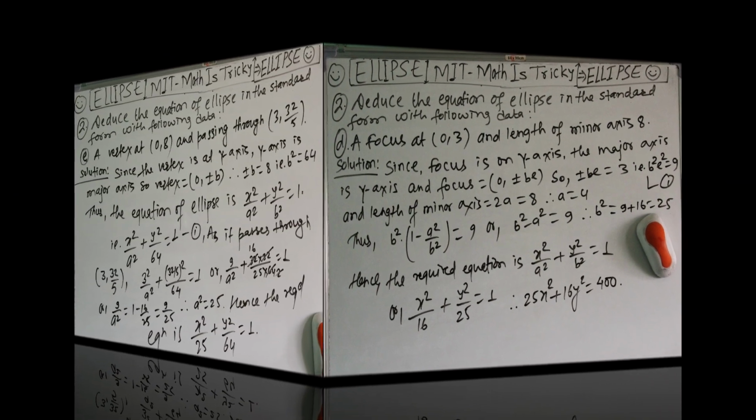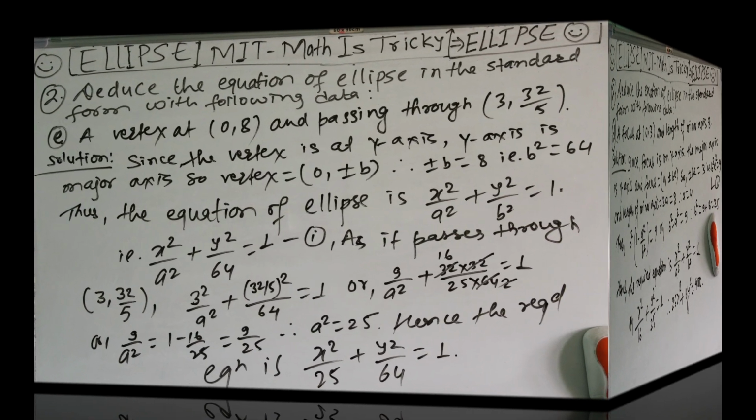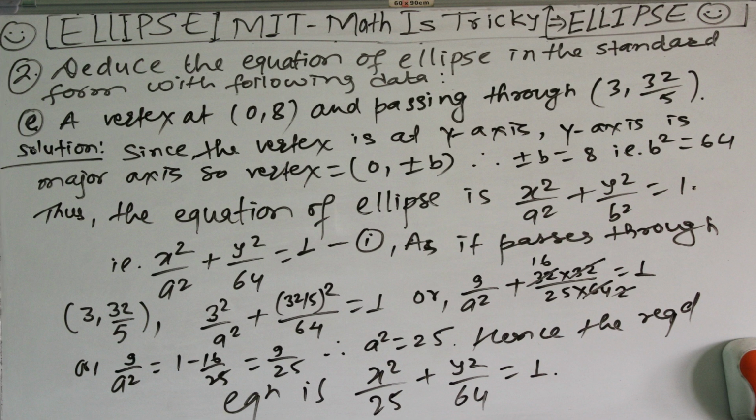We'll move to question number 2e. The vertex is given as (0, 8) and the ellipse is passing through the point (3, 32/5). Since the vertex is on the y-axis, the y-axis is the major axis, so the vertex will be given by (0, ±b), that means ±b gives 8, hence b square is 64.